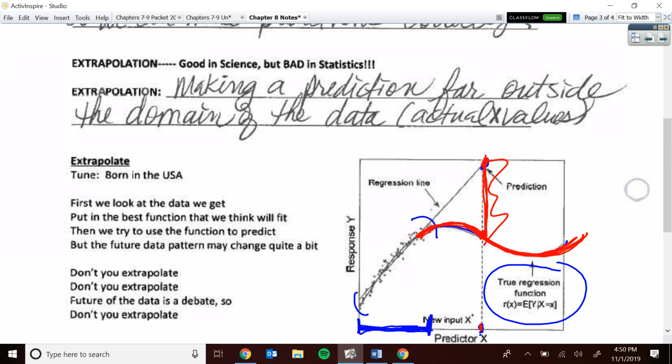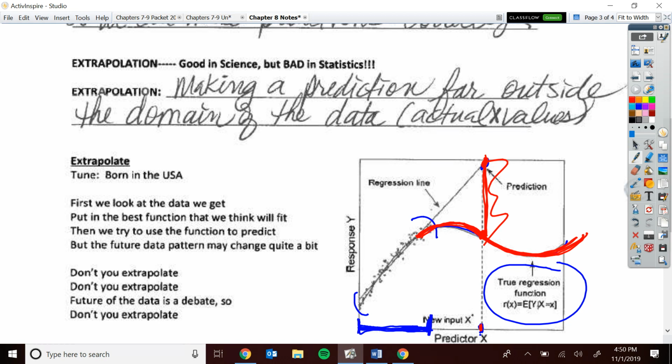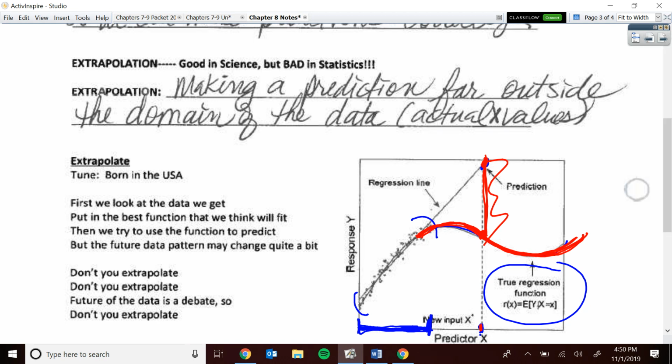All right, one final thing, which I don't think I've really used this vocabulary much in my lessons, but FYI, this is called interpolation, which I think makes sense. This is making a prediction within the domain of the data, and that's beautiful. No problems there. Making a prediction inside the domain of the data.